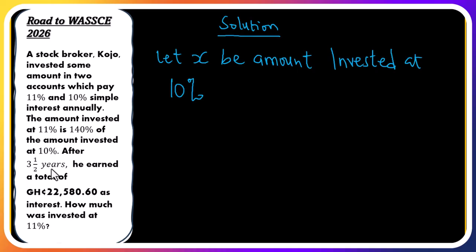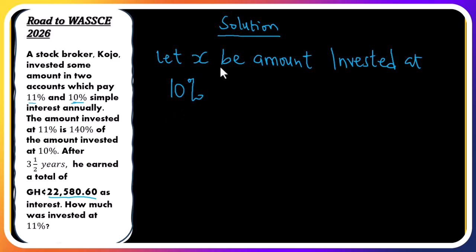After 3.5 years, he earned a total of 22,580.60 Ghana cedis as interest. How much was invested at 11%? So meaning at the end of the investment, which was the two investments, the first one at 11% and the second at 10%, two separate investments, this was the interest generated at the end of the investment.